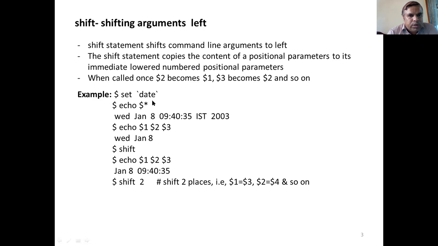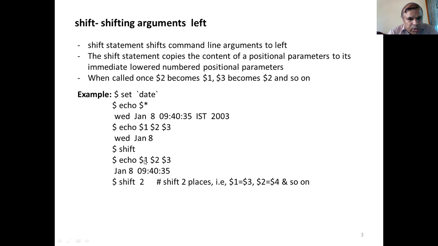Extract the individual fields of the output of the date command using the set statement, set followed by date as argument to the set statement. Then echo the arguments of the set statement using echo $*. So this is the output. Then echo the positional parameters $1, $2, $3. So this is the output. Now we want to shift these arguments to the left one place. Then execute the shift statement, shift. Then echo the value of $1, $2, $3.